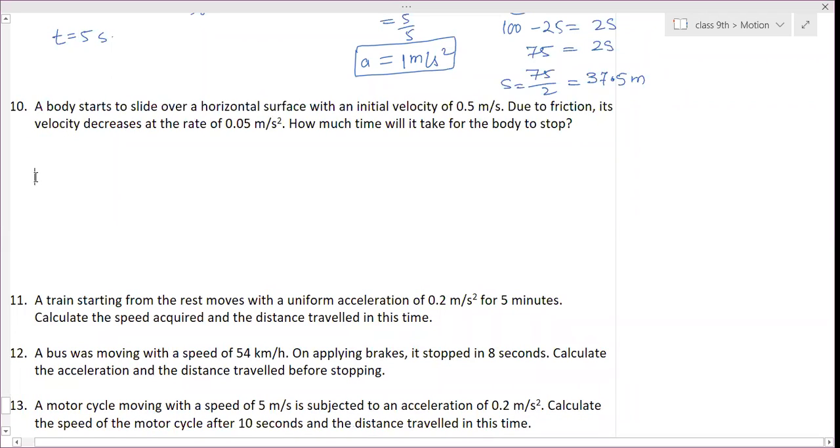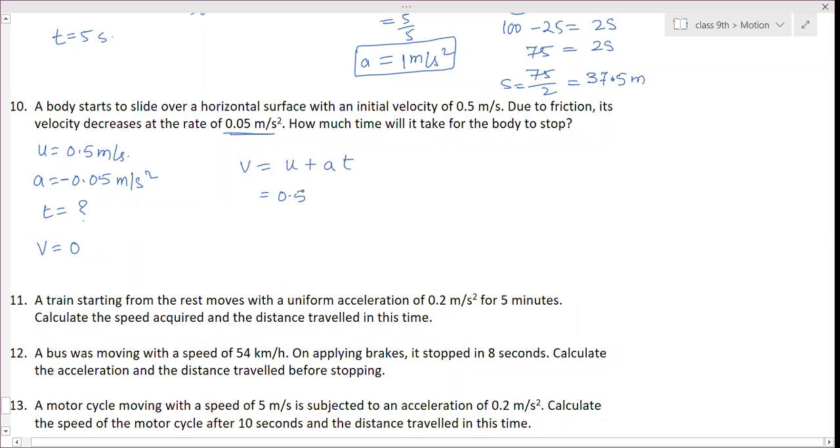What they have given: a body starts to slide over a horizontal surface with an initial velocity equal to 0.5 meter per second. Due to friction, velocity decreases at a rate of change in velocity, that is acceleration, equal to minus 0.05 meter per second square. Minus because it is a retardation, speed has decreased. How much time will it take for the body to stop? Time you have to calculate, and it has stopped. That means final velocity is 0. So v is equal to u plus at.